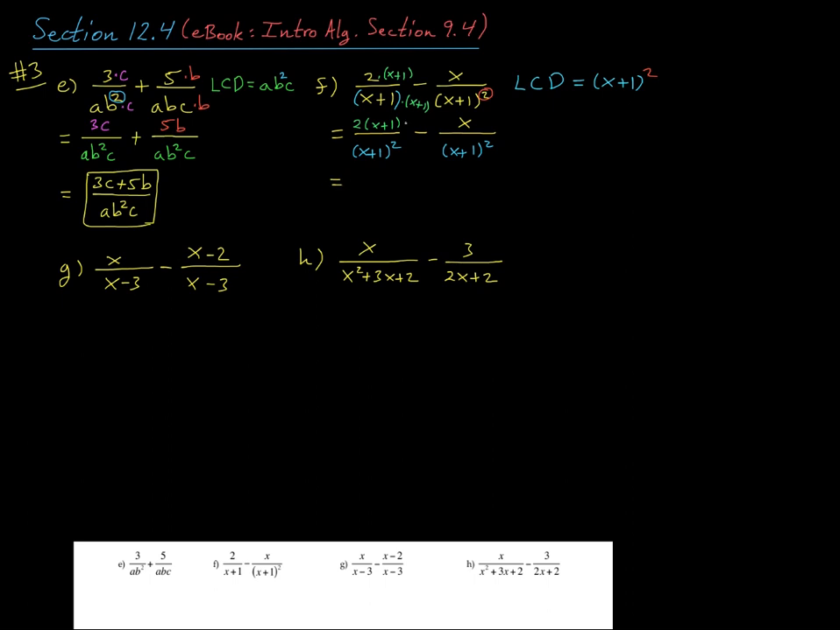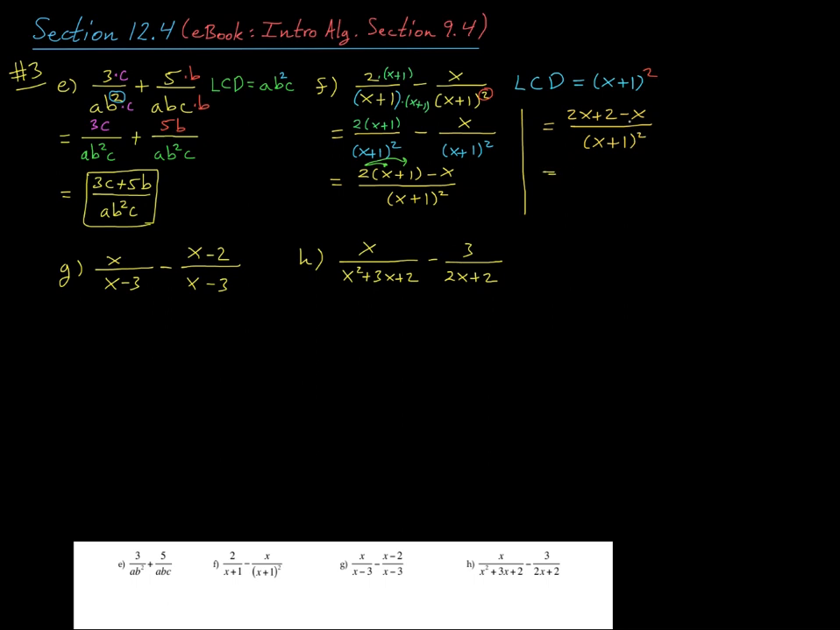All right, so now we can go ahead and combine numerators. So I have 2 times the quantity x plus 1 minus x, and then I'm dividing all of that by this common denominator of x plus 1 squared. And then to finish, I'll go ahead and just open up parentheses and combine like terms. So just distribute that 2, and we're going to get 2x plus 2 minus x all over x plus 1 quantity squared.